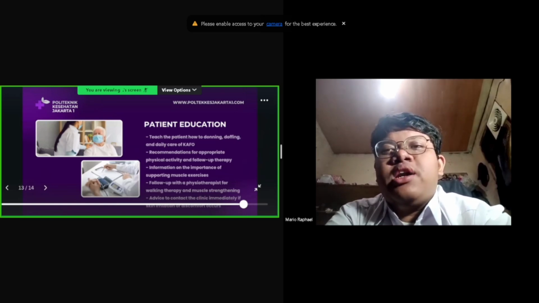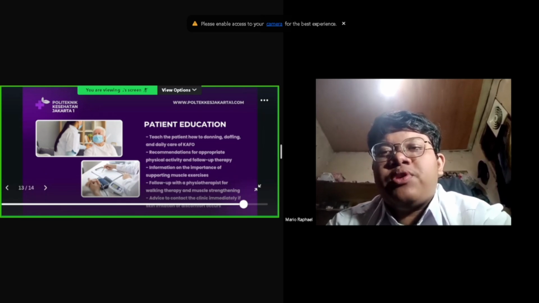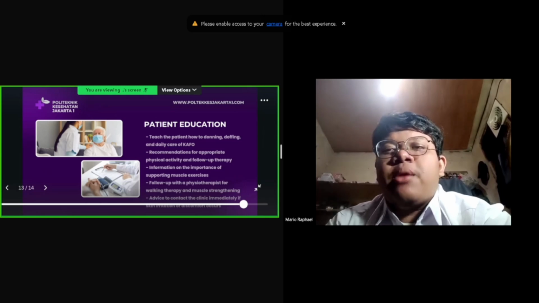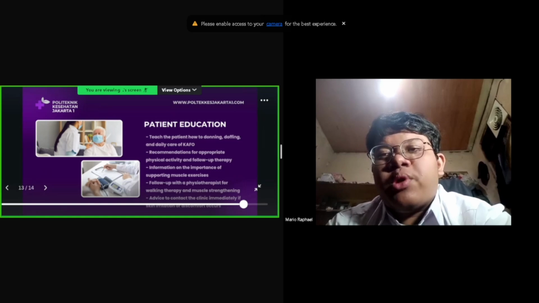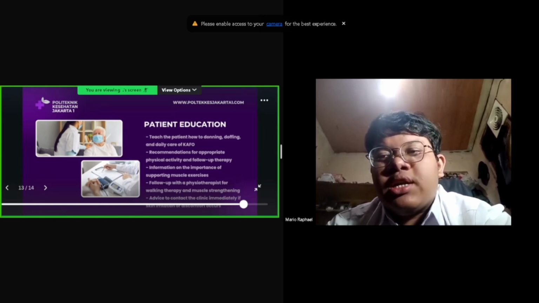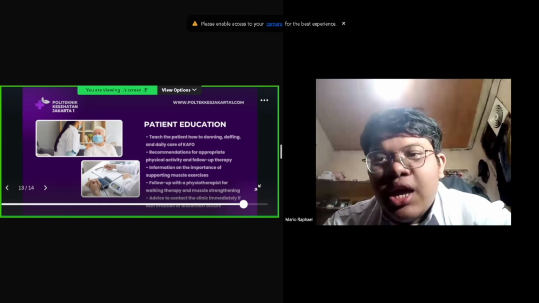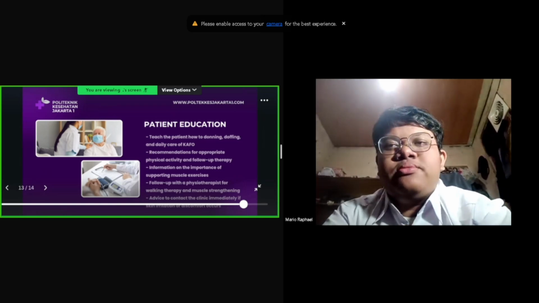For patient education, we must teach the patient how to don, doff, and do daily care of the KAFO. Second, recommendation for appropriate physical activity and follow-up therapy. Third, information on the importance of supporting muscle exercise. Fourth, follow-up with a physiotherapist for walking therapy and muscle strengthening. And last, advice to contact the clinic immediately if skin irritation or discomfort occurs.